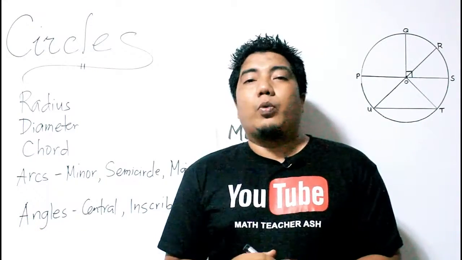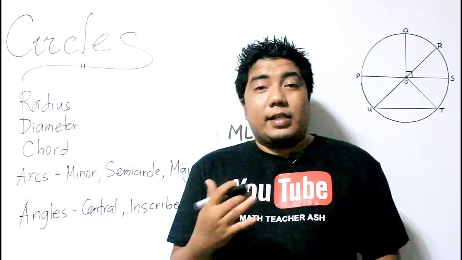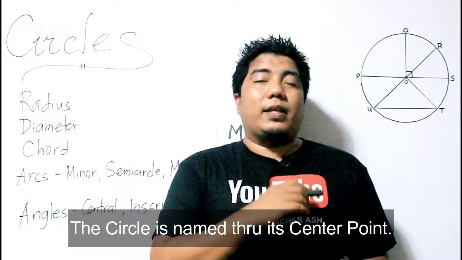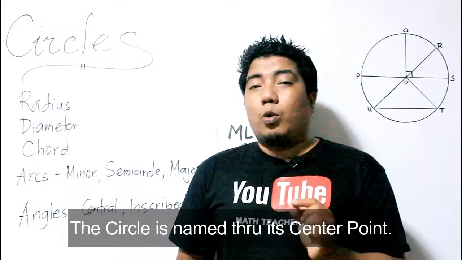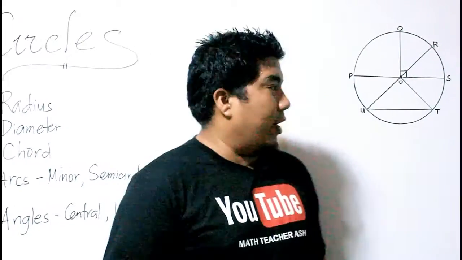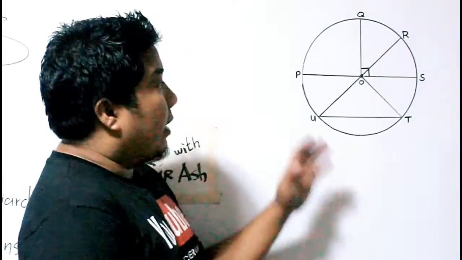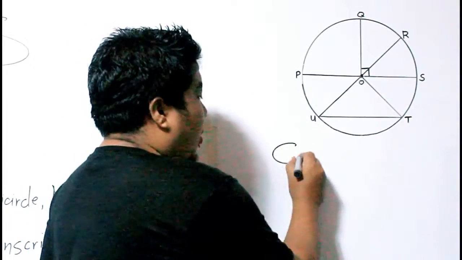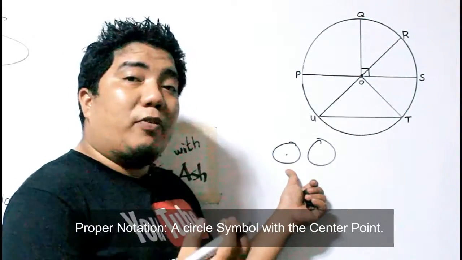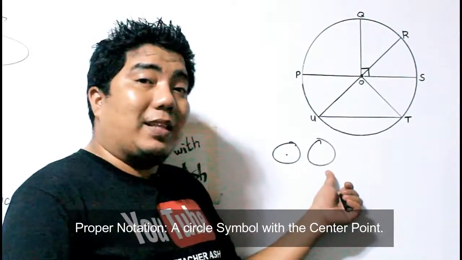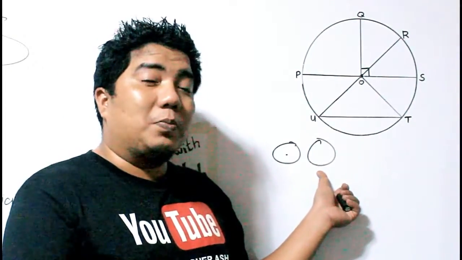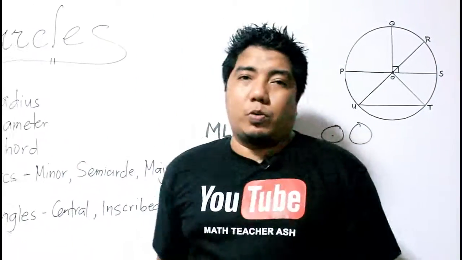The first thing you should know is how to name the circle. The same as any figure in geometry, the circle is named through its point. But in naming the circle, you just need to know the point in the center, and that is basically the name of the circle. For example, if we have this figure, the name of this circle is circle O. The proper notation is basically you make a small circle with a dot in it and the point that is located in the center of the circle, which is, in this case, the point O. Easy, right? Now, let us go to radius.